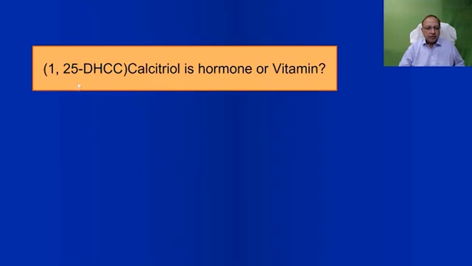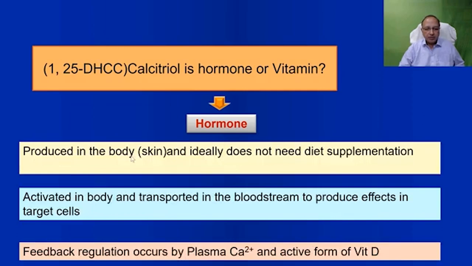Now the next question is whether 1,25-dihydroxycholecalciferol, or calcitriol, is a hormone or a vitamin, since we call it vitamin D. Although we say vitamin D, it is labeled as a hormone. The reasons are, number one, that it is produced in the body, that is cholecalciferol in the skin, and ideally it does not need any diet supplementation. If we have adequate exposure, then vitamin D can be produced by ultraviolet light in the skin itself. It is activated in the body and transported in the bloodstream to produce effects in the target cells. And it is also subjected to feedback regulation by the plasma calcium and its own active form.